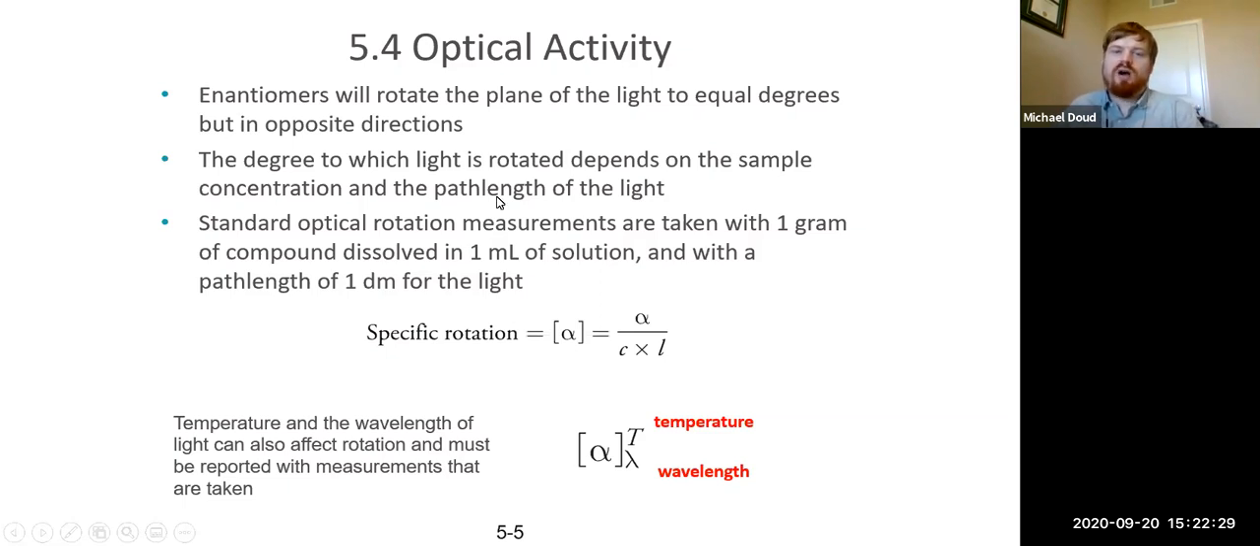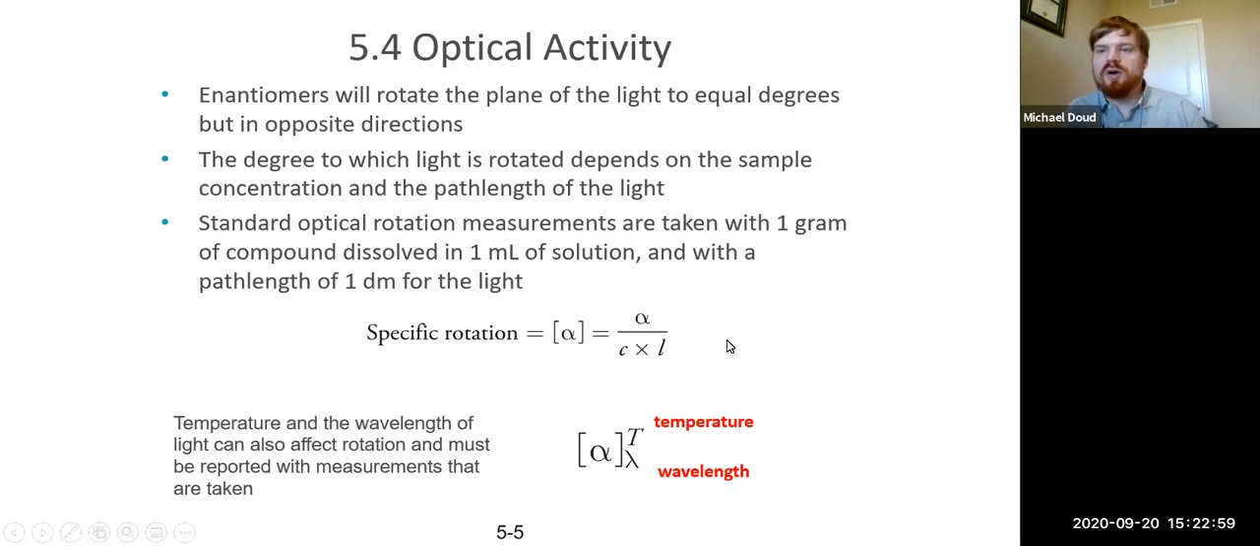We take 1 gram of a compound dissolved in 1 milliliter of a solution, and with a path length of 1 decimeter for the light. We just pick these standard samples so that we have the same thing going on here. And that gives us the specific rotation. The specific rotation is alpha in brackets, and it is equal to the particular rotation that we measure, divided by the concentration times the path length, that's C and L here.